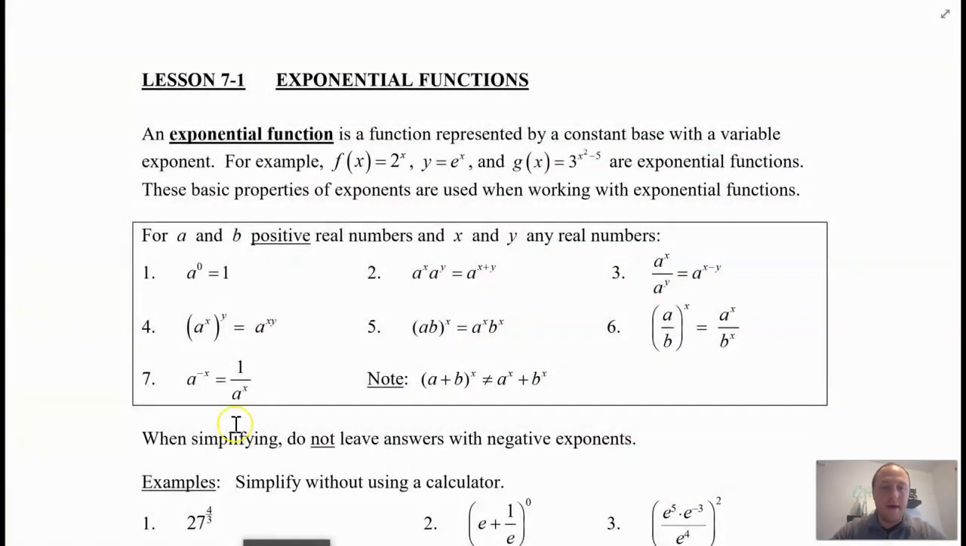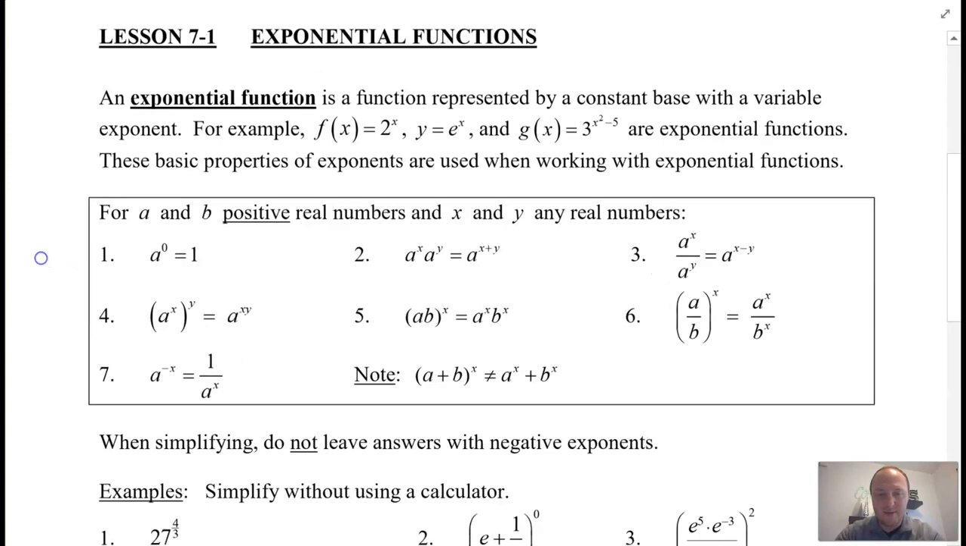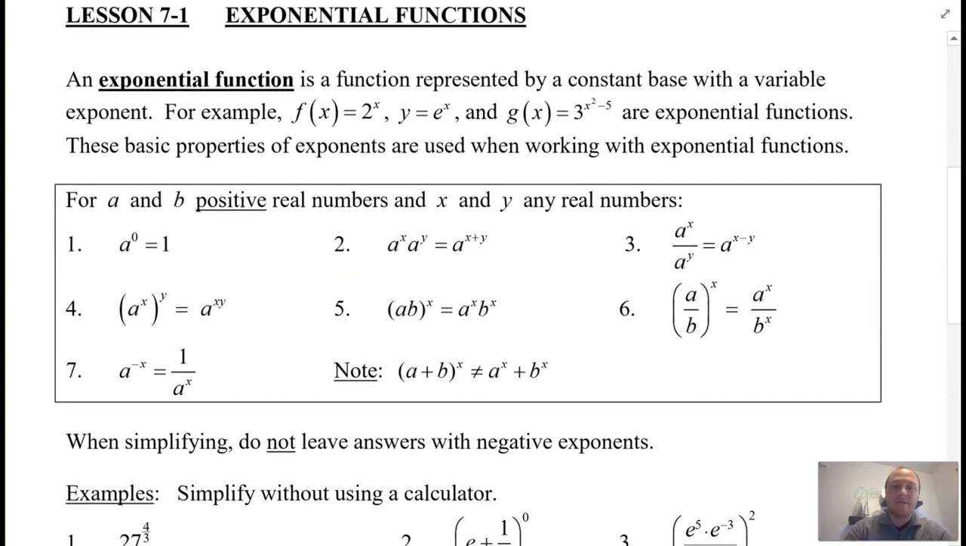All right. So exponential functions. What is an exponential function? Well, it's a function that has a constant base with a variable that is an exponent. And here we have some examples. 2 to the power of x, that's a common base. E to the power of x is probably the most common base that we'll utilize. Okay, and then you can even have expressions within your exponent.